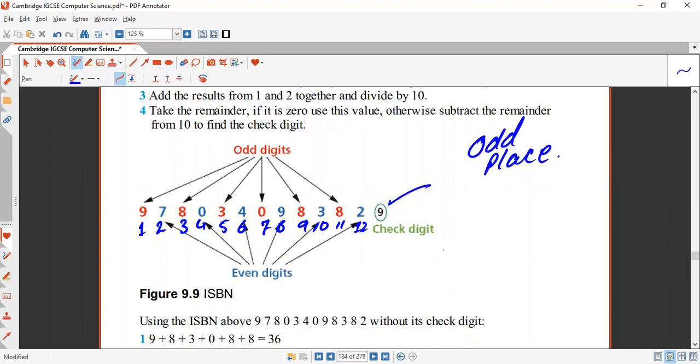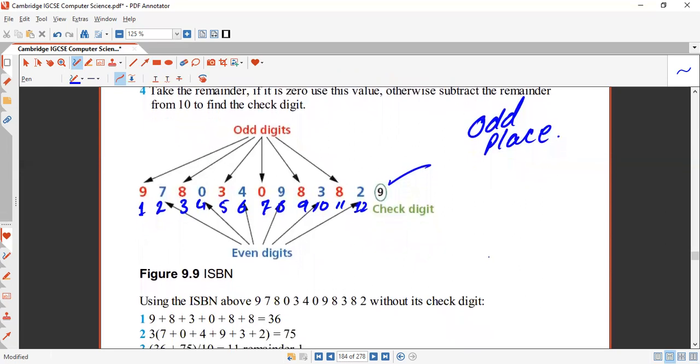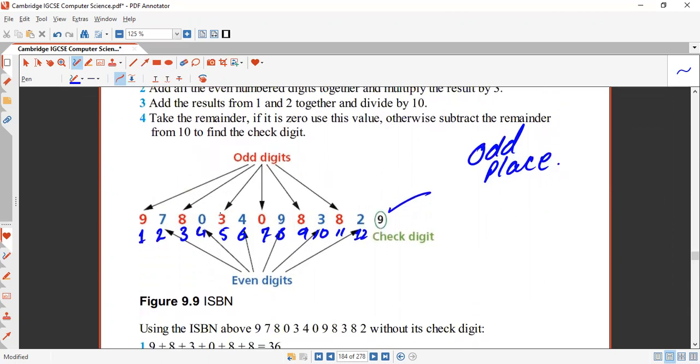Now step number 2 says: add all even number digits together and multiply the result by 3. That means the numbers placed on even places, and you need to multiply the result by 3. If I add up 704932, this will give me 25, and multiplied by 3 will give me 75. Clear till over here?